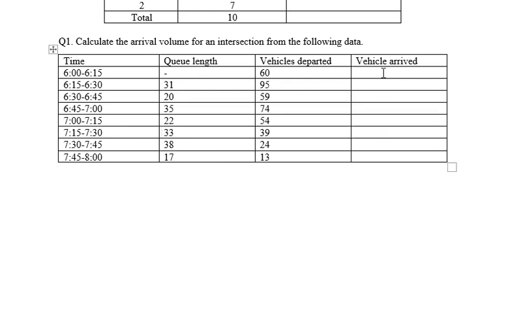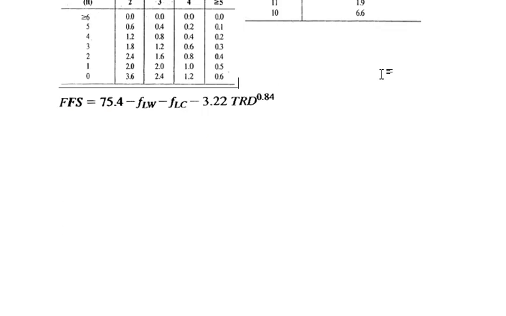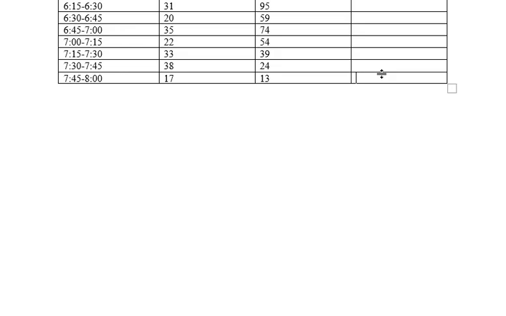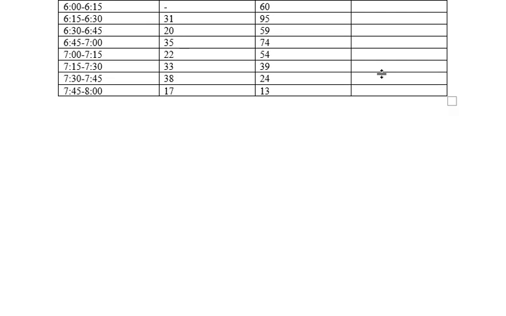Okay, now for the first one, and there's an equation as well, but just for the record, the equation which will be used, it's not written here, I forgot to write it, but I believe you can easily understand it. Okay, so in the first time period 60 vehicles departed and there was no queue. That means these are the vehicles which arrived, so this is 60.